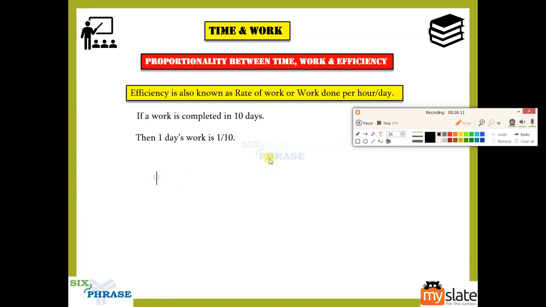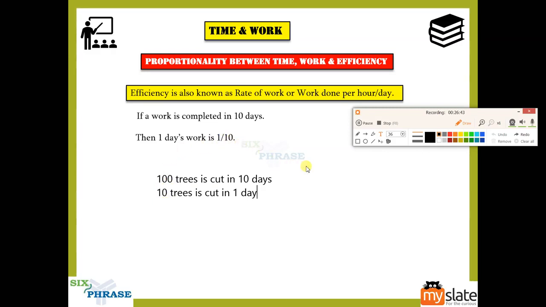So let us say 100 trees is being cut in 10 days, right? He says that the work is completed in 10 days. So 100 trees is cut in 10 days. So in 1 day, how many trees will be cut? So 10 trees is cut in 1 day, right? So in one day, what is the amount of work done? 10 is 1 by 10th of 100, right? So the amount of work done is 1 by 10th.